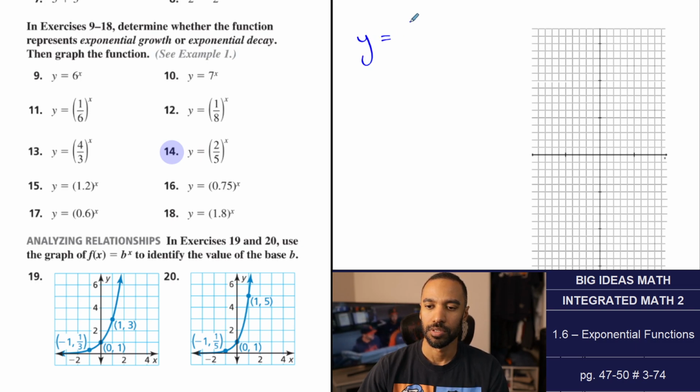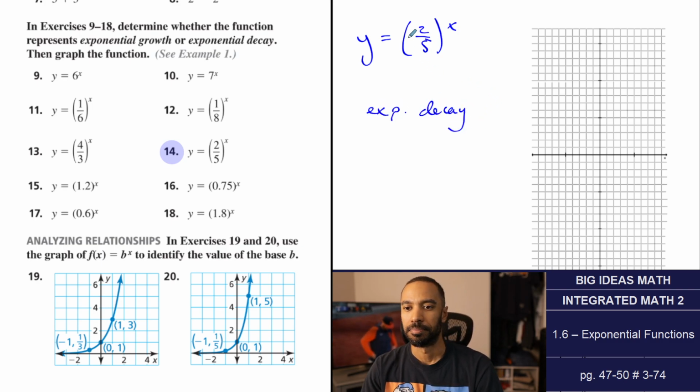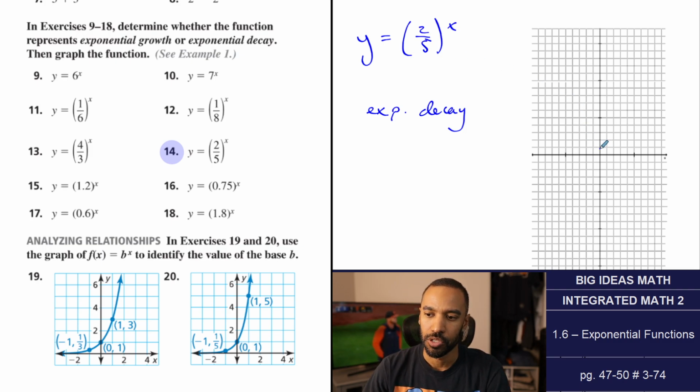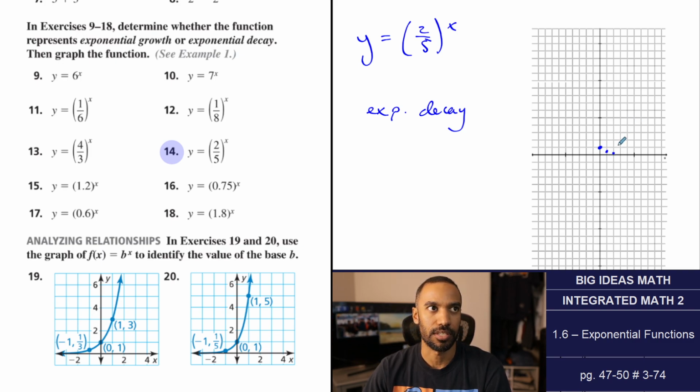All right, this one is a fraction less than 1, so this is now exponential decay. Take 2/5 of your previous value. So here's 1. Here's 2/5 of 1, which is 2/5. 40%. 2/5 of 2/5 is 4/25. That's less than a sixth. It's 16%. So yeah, it's shrinking that way.